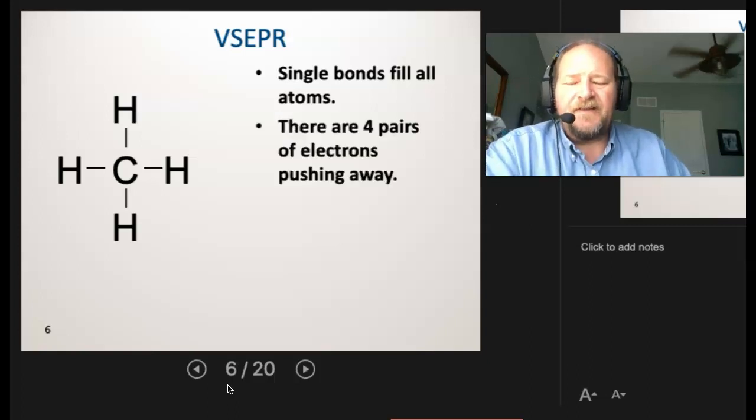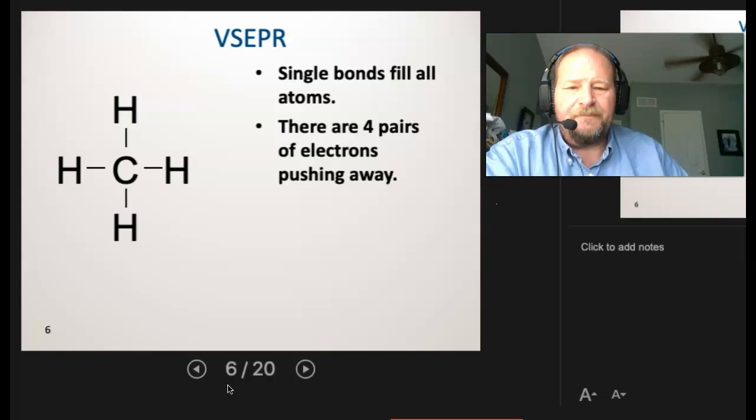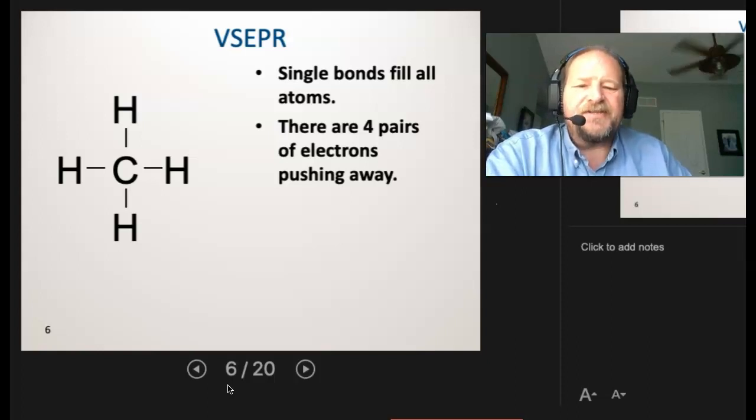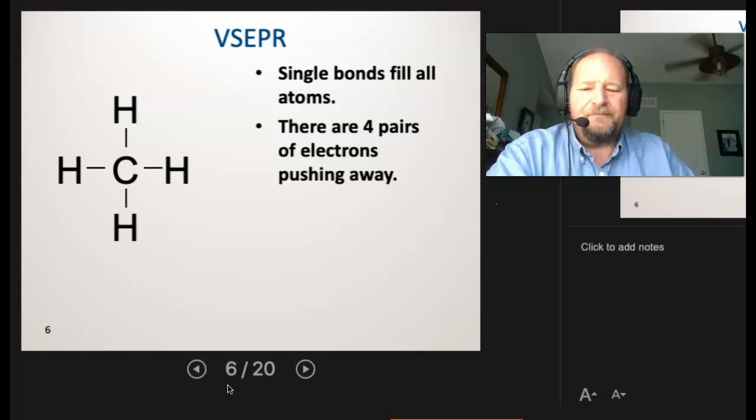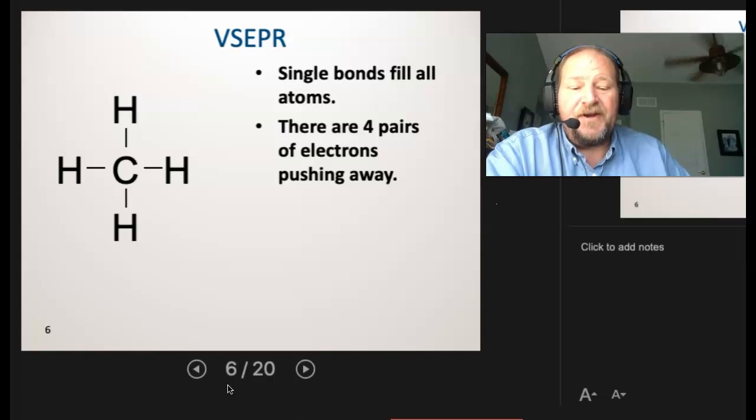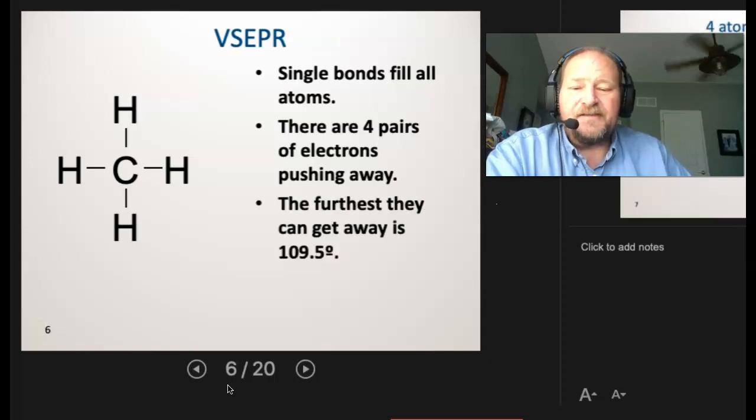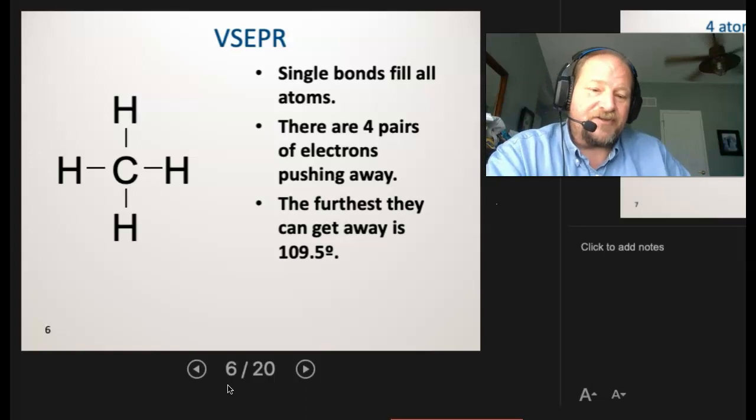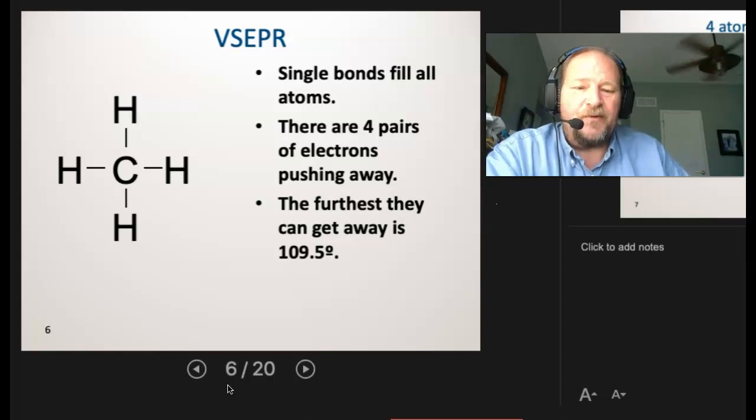There are 4 pairs of electrons and they're all pushing away at each other. They're trying to get away from each other and get as far away as they can. So is 90 degrees as far as they can get away from each other? Only if we were in a 2-dimensional world. But we're in a 3-dimensional world, which means the furthest they can get away from each other is actually 109.5 degrees. Rather than 90 degrees, they can get an extra 20 degrees.